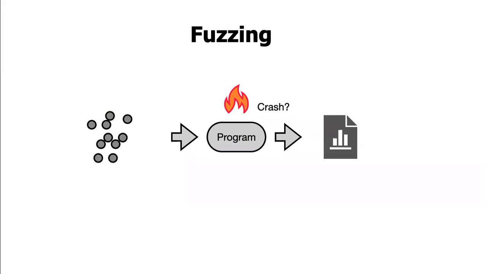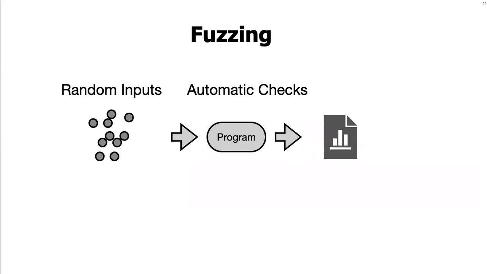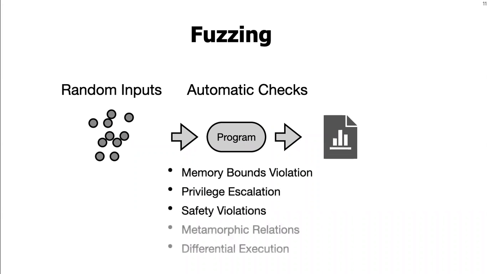Now back to our topic. Crashes are not the only automatic checks possible. You can also look for memory bounds violations, safety violations, privilege escalations, etc. Now the nice thing about fuzzing is that it requires little human guidance, both in terms of inputs as well as in terms of the checks required.